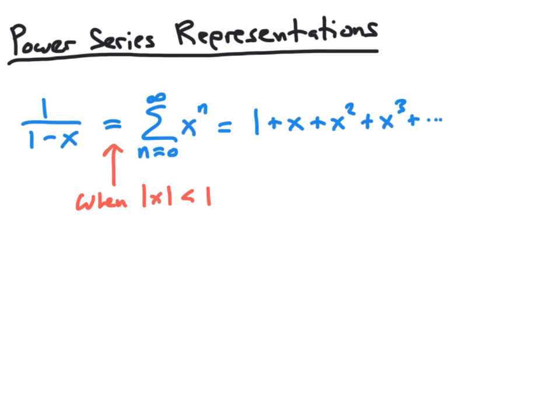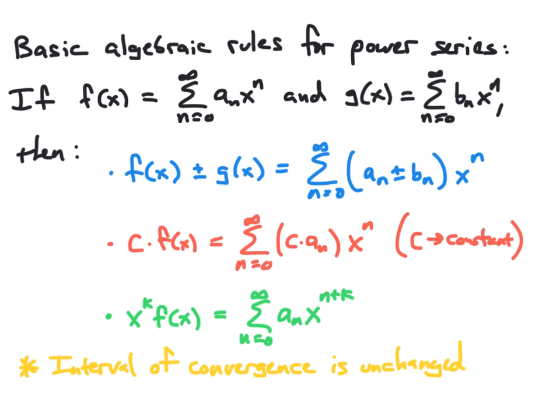We can use this power series representation for 1 over 1 minus x, along with some basic algebraic rules that we can use with power series, in order to find the power series representations of even more functions. The basic algebraic rules for power series that we'll be using are the following. Suppose we have two functions, f of x and g of x, and we have power series representations for each of them. In particular, let's say that f of x is given by the power series n equals 0 to infinity of a sub n x to the n, and g of x is represented by the power series n equals 0 to infinity of b sub n x to the n.